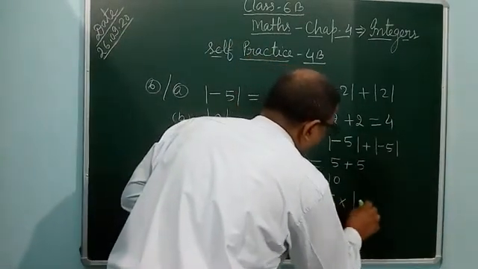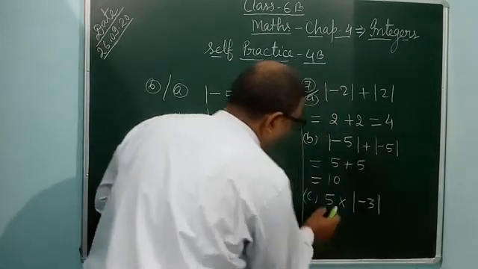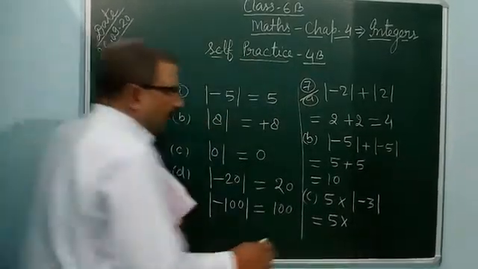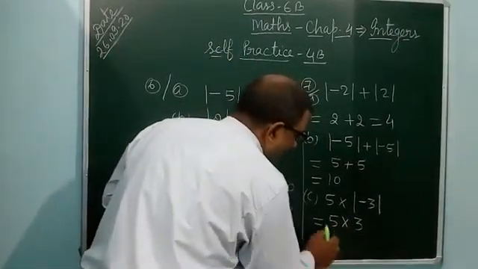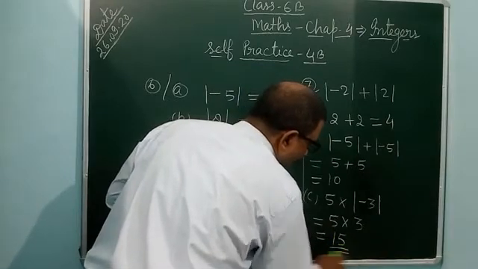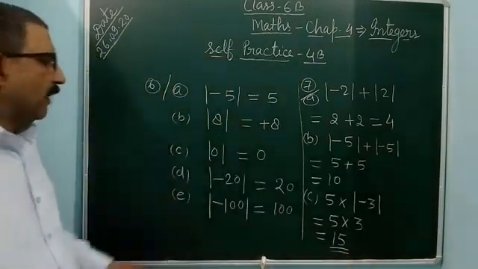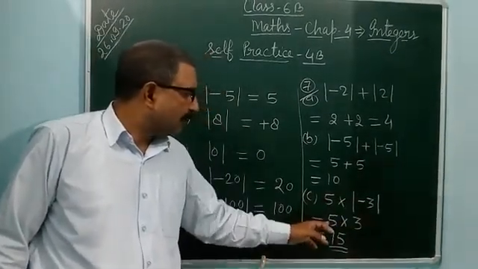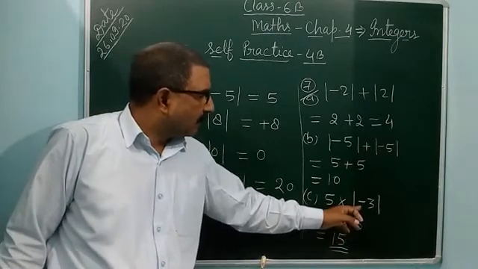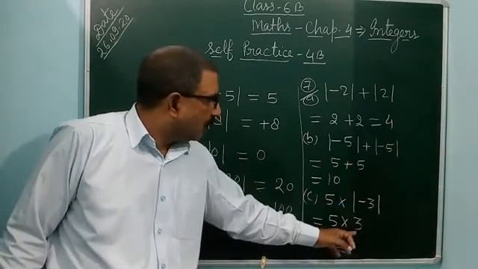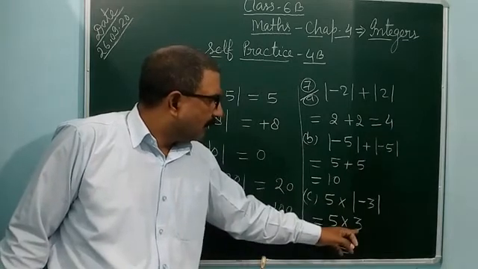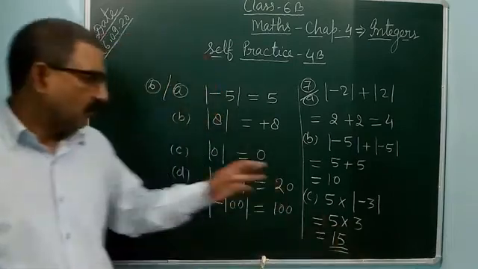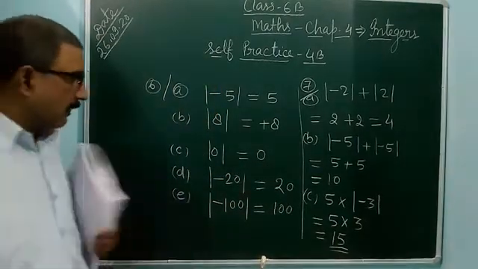Next, 5 multiplied by -3 in mod. You see, 5 you can write as it is, and the absolute value of -3 is 3. 3 means positive 3. After that, 5 times 3 is 15. 15 means plus 15. So in the place of -3 in mod you write 3, and you remove mod. After that you can multiply 5 by 3, which is 15. So this is the answer.